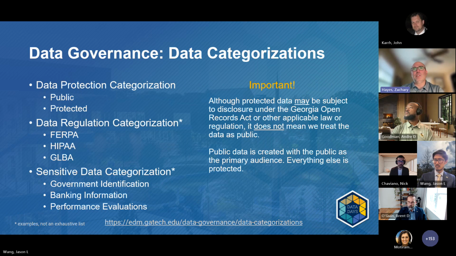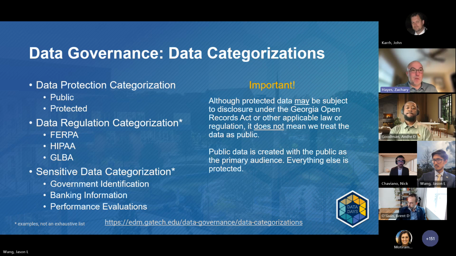From a data categorization standpoint, I mentioned that categorizations really help us understand our data better. It simplifies it and creates a common language for how we can describe our data. Right now, Georgia Tech has various types of categorizations. The first one is a data protection categorization. This defines all of our data as either being public or protected. Public data is any data that was originally intended for the public's consumption. Anything else is protected data.